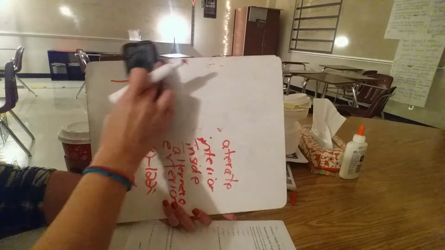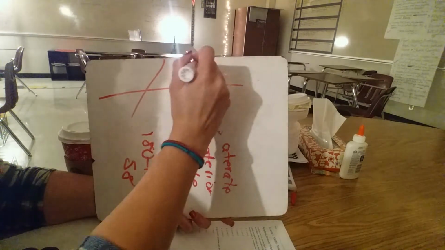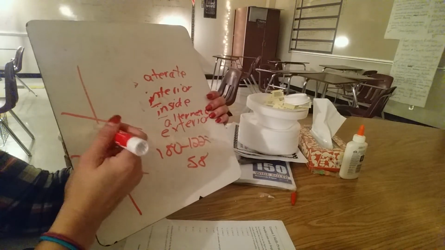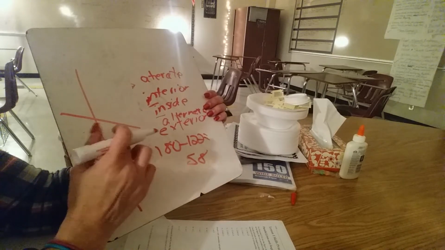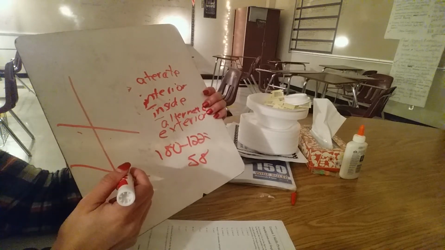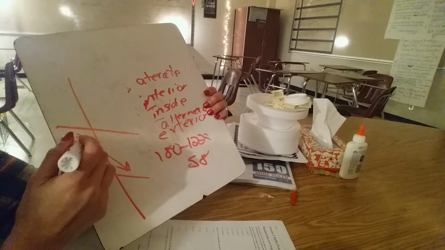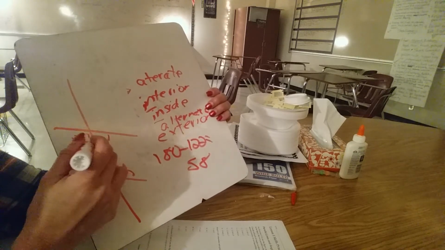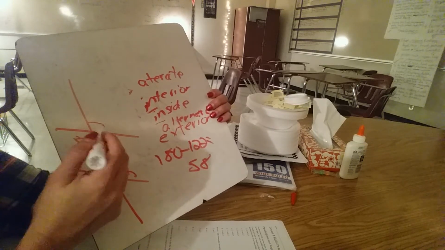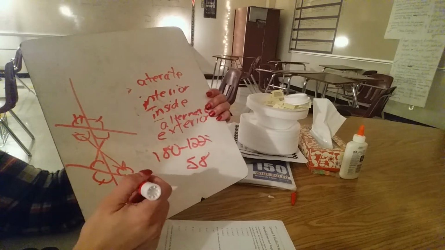The only thing is, let's do the vocabulary. We're going to go back to this way. So I said these were interior. So this would be the alternate interior of each other right here, these two. This would be the alternate interior of this. This is the alternate interior of this. This is the alternate interior of this.